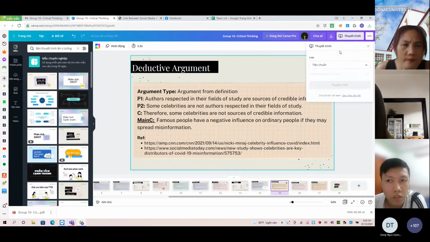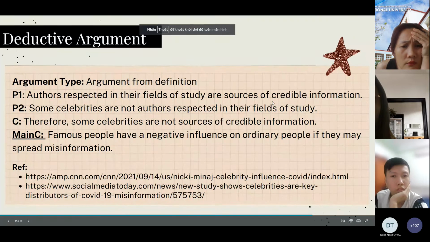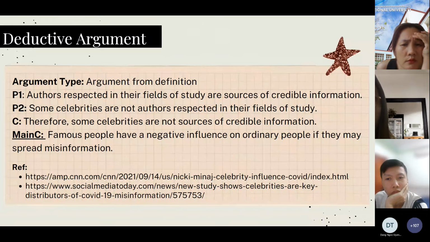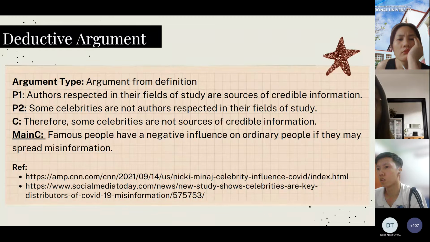Okay. What are you defining? Defining here as what can be considered as the sources of credible information. What can be considered as sources of credible information? So the sources here are the authors who are respected in their fields, but the celebrities do not belong to this group, and therefore they are not considered as sources of credible information.